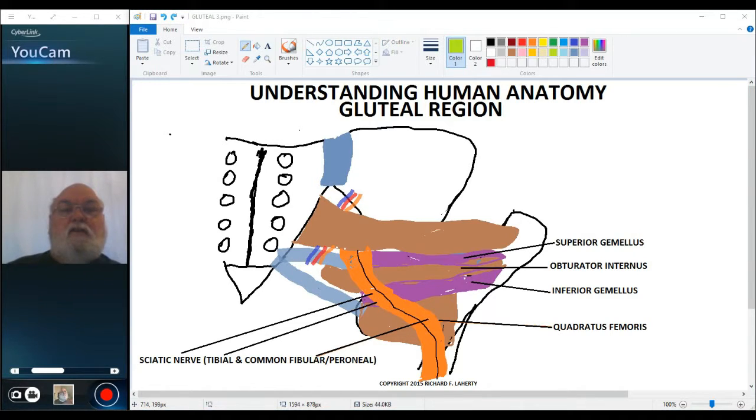Now, next, we're going to sketch in the gluteal muscles. First, I'm going to sketch in the gluteus minimus, and it takes origin from the ilium and then passes down to insert on the greater trochanter. And as the name implies, this is the smallest of the gluteal muscles. So this is gluteus minimus.